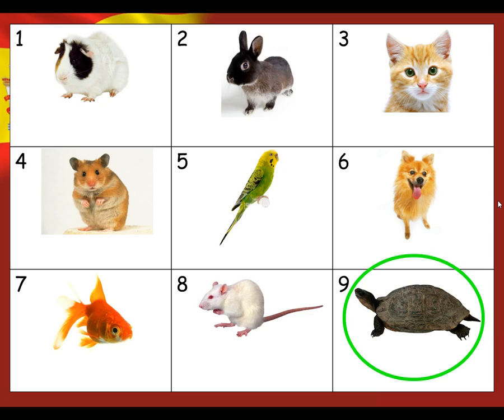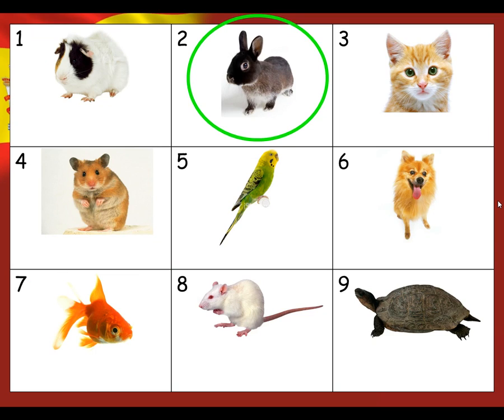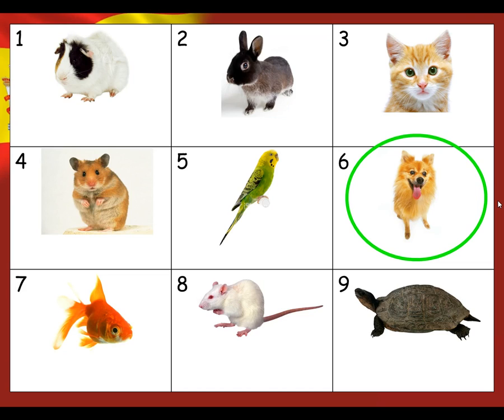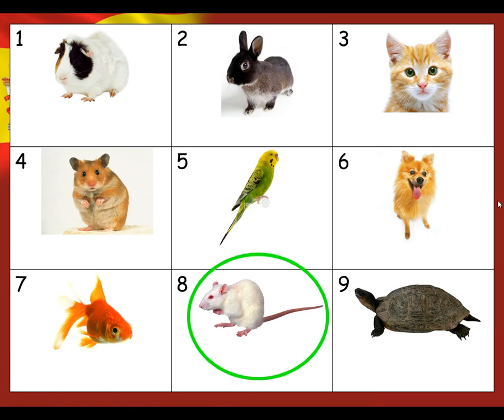And the next one. Un conejo. Which number is that one? That's right, it's number 2. Next one. Un perro. That's number 6. And un hámster. Which pet's that? Number 4. And the last one, un ratón. Which pet's that? It's pet number 8.